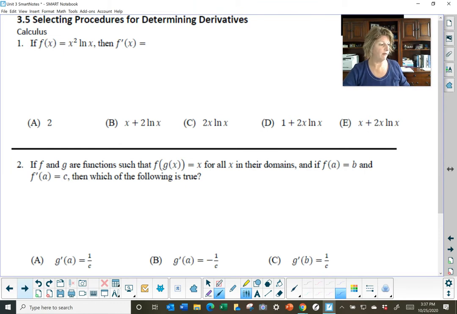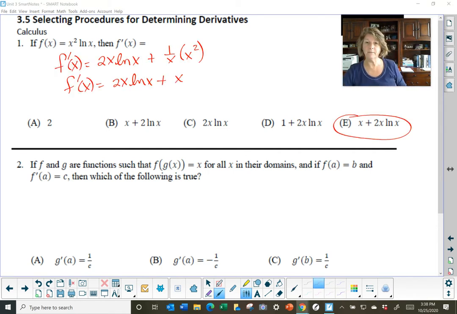It is a ton of review. I've got a few to run through with you, and then you can work on, I believe there's a worksheet for you, yep, worksheet number 7. So let's just look through number 1. I would use the product rule on number 1. Pause the video. See if you can come up with the answer using product rule. So there's my answer to number 1, product rule straight up. Just had to remember the rule for natural log. I got an answer of E.